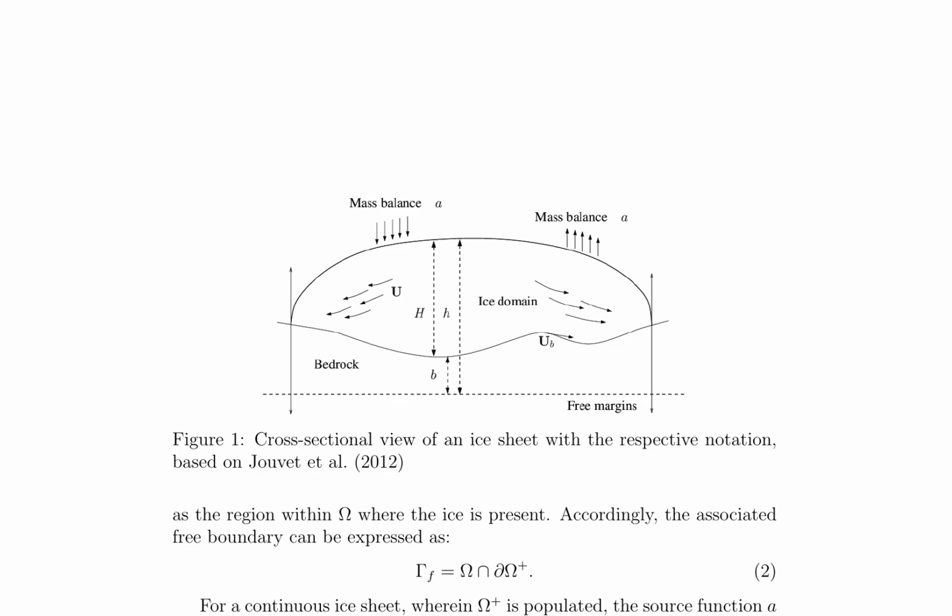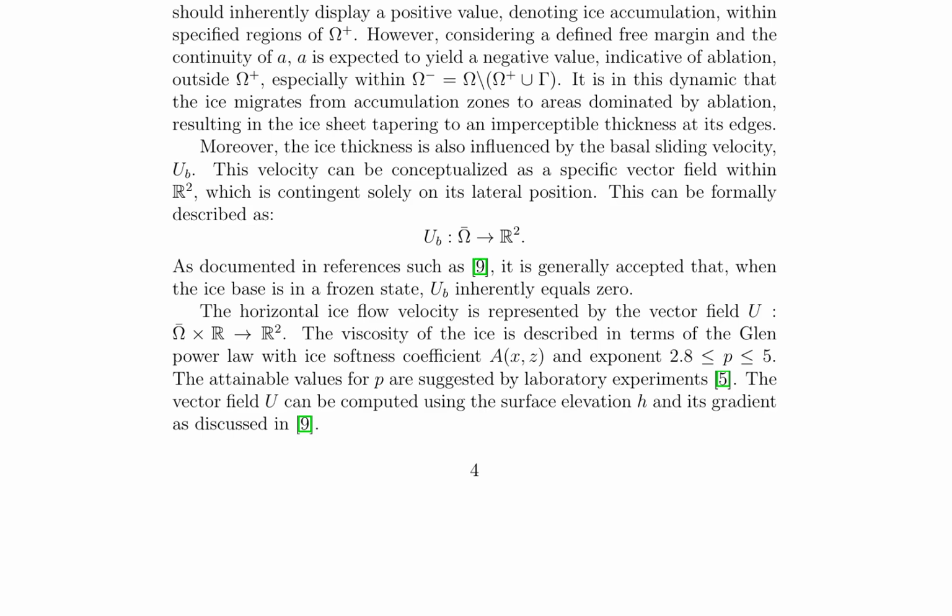The source function a, which denotes ice accumulation, is positive within omega plus, while it is negative outside omega plus, indicating ablation. The basal sliding velocity, ub, is a vector field contingent on the lateral position, and is 0 when the ice base is in a frozen state. The horizontal ice flow velocity, u, is computed using the surface elevation h and its gradient. The viscosity of the ice is described by the Glenn power law with ice softness coefficient A(x, z) and exponent p, whose values are suggested by laboratory experiments.